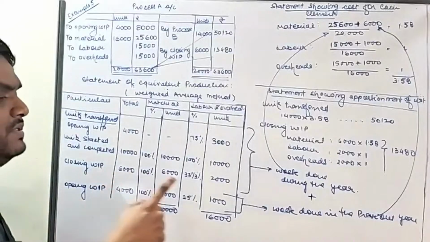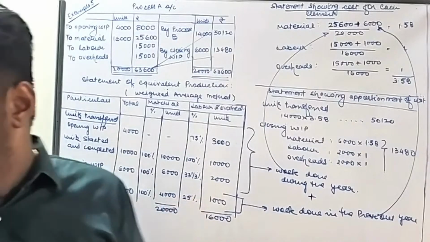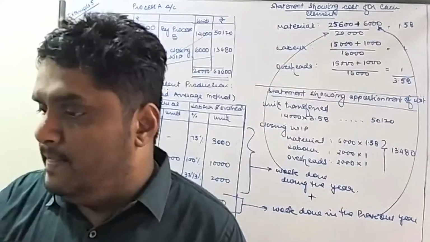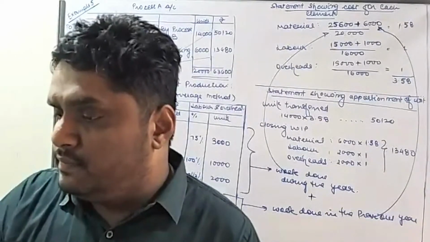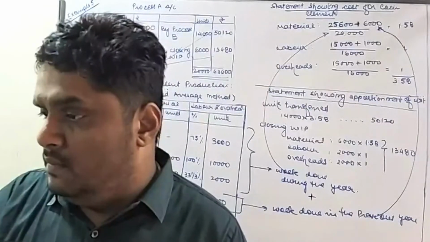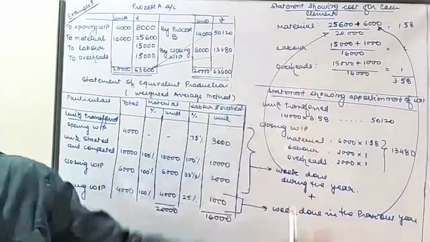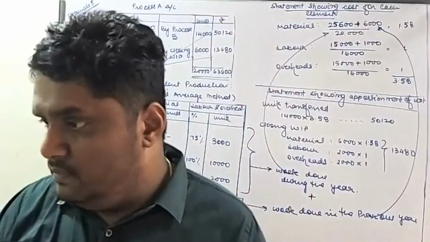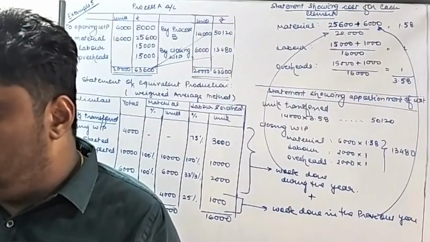See, it is 6,000 into 33.333. You will get 2,000. Those who want to copy this part also can please copy along with the explanation. Nikhil, any doubts?